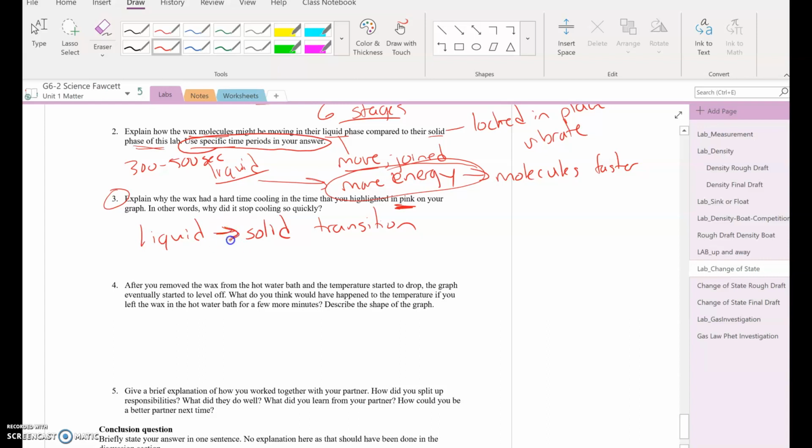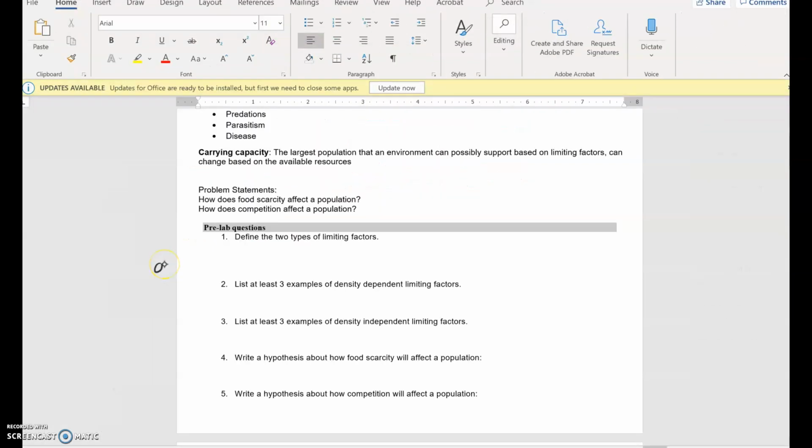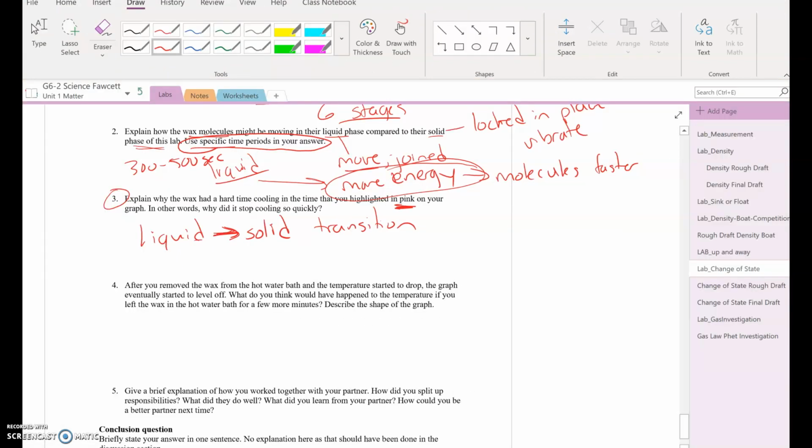And one thing that we know about going through phase changes is that we can't have wax that's a liquid below its freezing point. So if the temperature is going to continue to drop, all of the wax must be frozen. We're going in the opposite way. All wax must freeze, must turn into a solid before the temperature can drop.